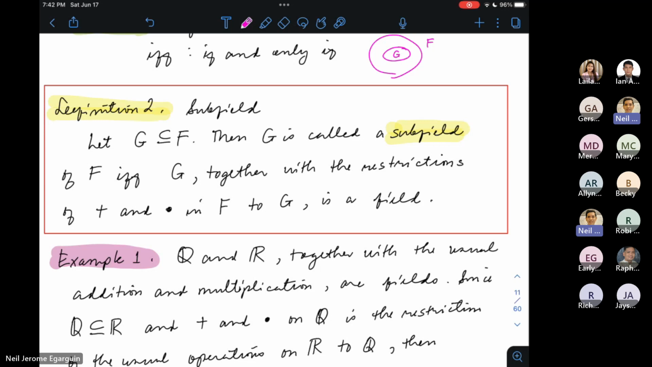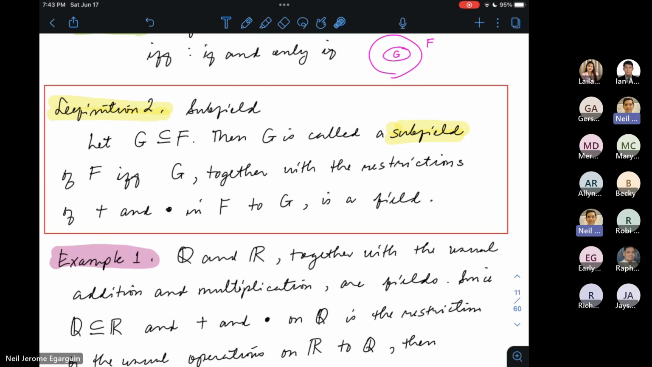Unless G equals F, but they are still subsets of each other. So, you take a smaller set G that is a subset of F, then G will be a subfield of F if and only if G together with the restrictions of addition and multiplication in F to G is a field. So, ibig sabihin, parehas yung addition at multiplication na ginagamit natin kay G, kasi lahat ng members ni G ay na kay F din.